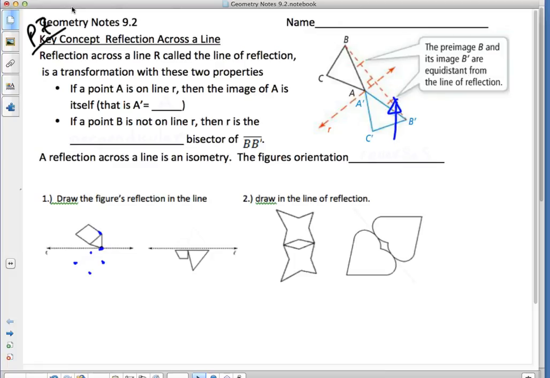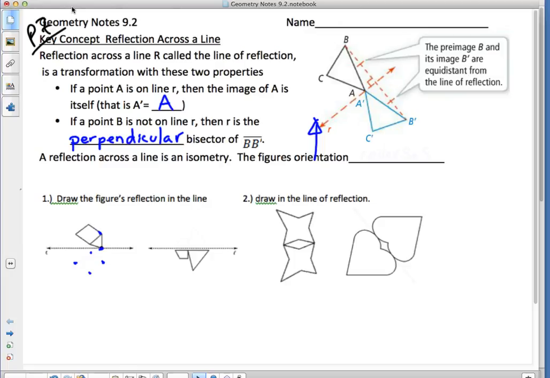Okay, so corresponding points, B and B prime, line up on a segment that is perpendicular to the line of reflection. Okay, perpendicular to the line of reflection. So I've got this stuff going on. Those are the things we should be writing down. These are properties we should know now with reflections. Corresponding points are perpendicular to our line of reflection.